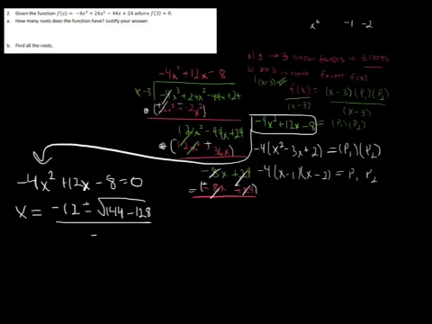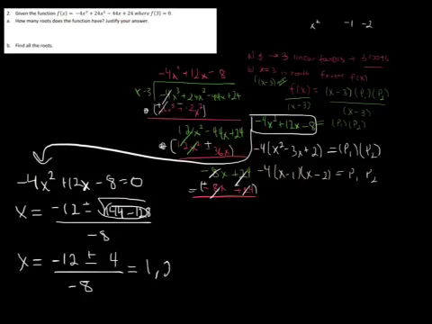2a, which is going to be negative 8. And then you can simplify this further. You're going to have negative 12 plus or minus. This all becomes 16. Square root of 16 is, of course, 4 divided by negative 8. And the two answers that you get here are, not surprisingly, 1 and 2.